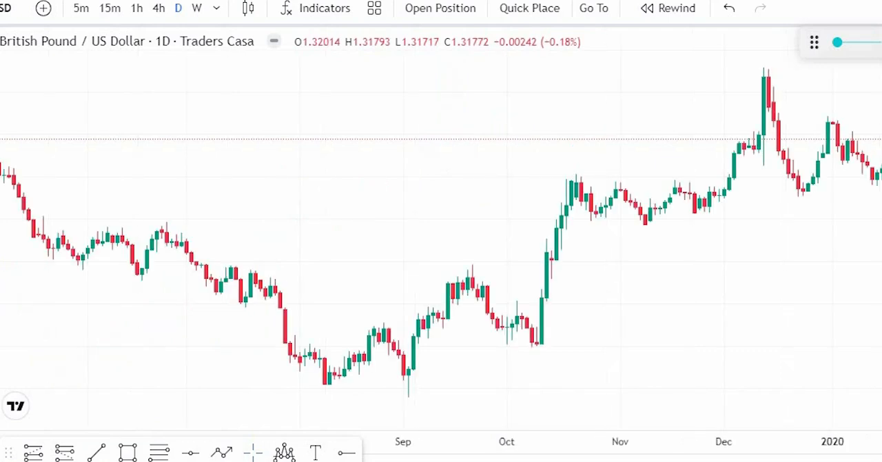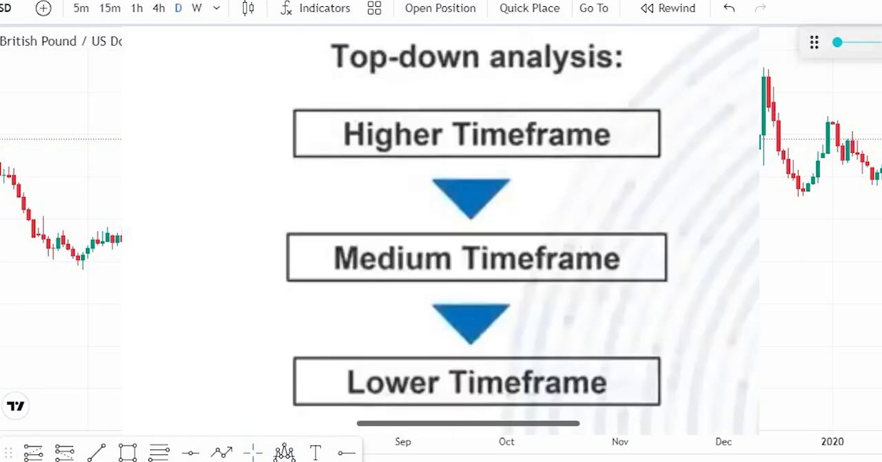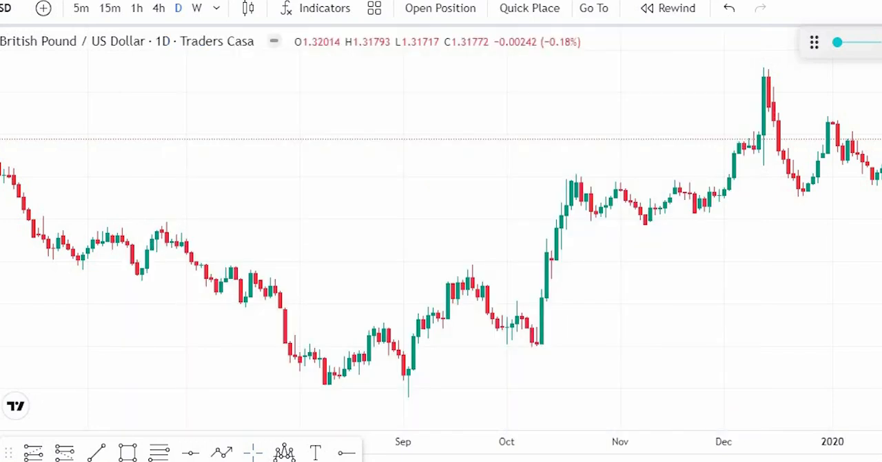So in top-down analysis, we have three different time frames: the higher time frame, the medium time frame, and the lower time frame. On the higher time frame, we can choose the weekly and daily. We can choose the 4 hour and the 1 hour to be our medium time frame, and we can choose 15 minutes and 5 minutes to be our lower time frame. But the higher the time frame, the stronger the zone we are trying to map out.